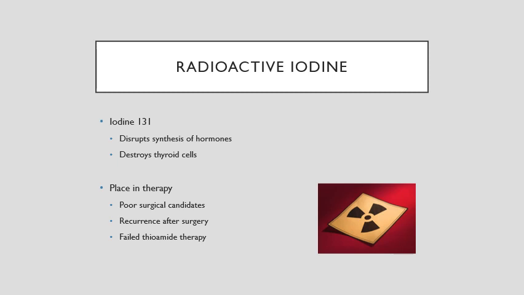If there are mild to moderate hyperthyroid symptoms, then we may want to proceed with radioactive iodine without first treating with PTU and propranolol. Iodine 131 specifically disrupts the synthesis of hormones and destroys thyroid cells. Again, its place in therapy are patients who would be poor surgical candidates, patients who have recurrence after surgery, or patients who have failed thioamide therapy.